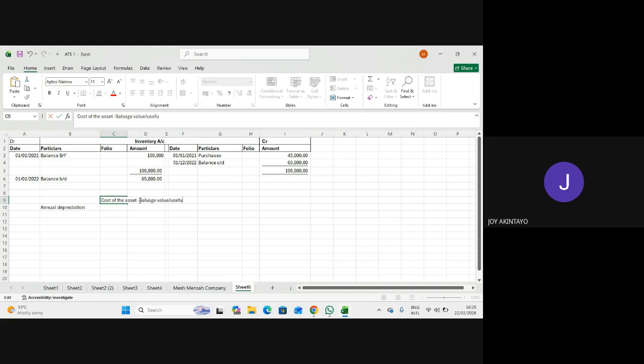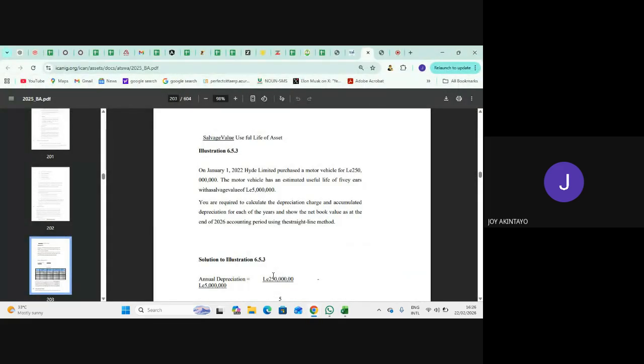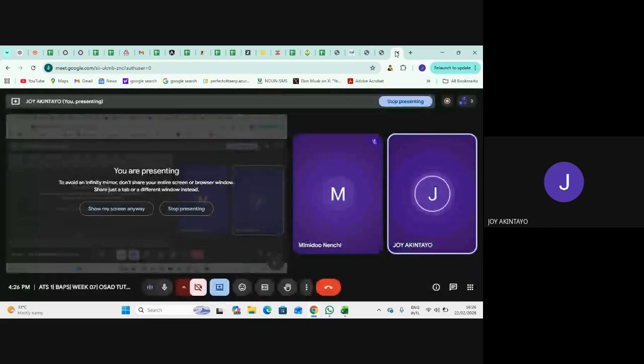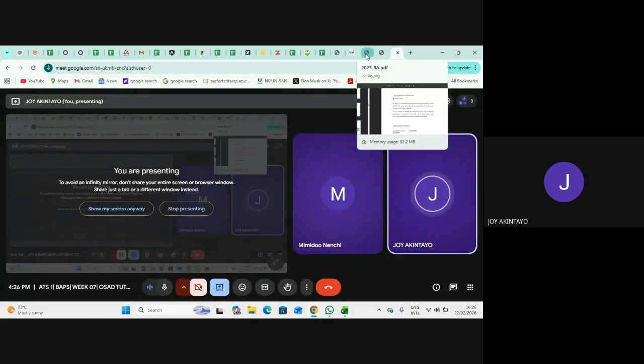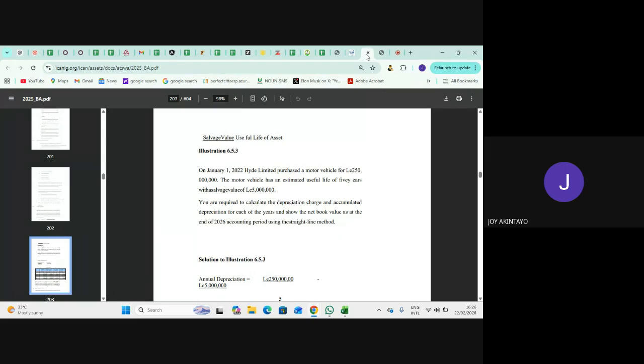Are you there? So now, based on the example, what is the purchase price of the asset? How much is the purchase price of the asset? So we have 250 million.